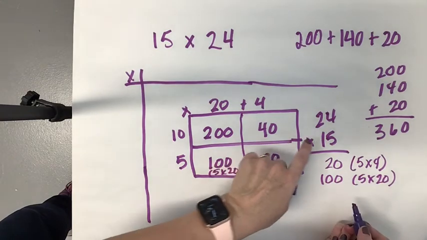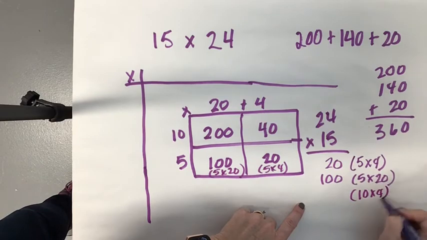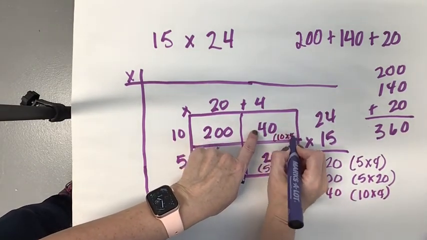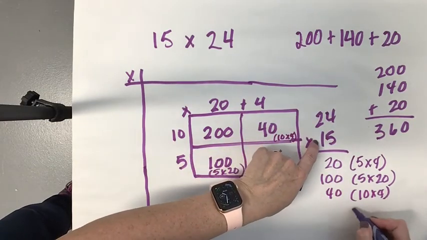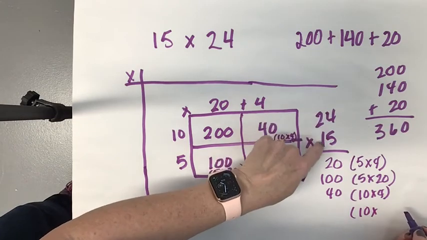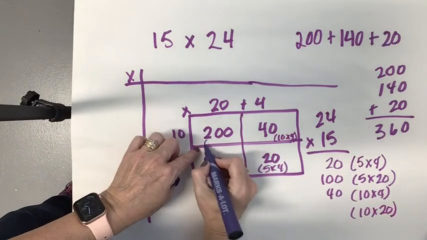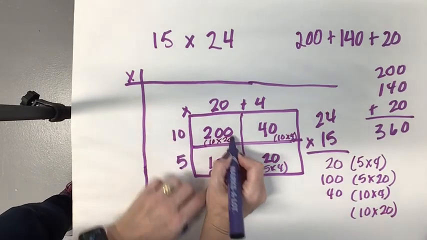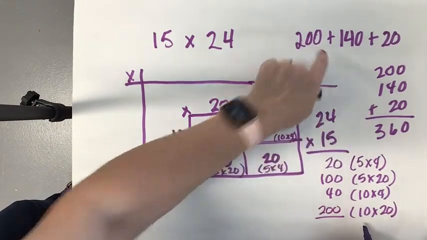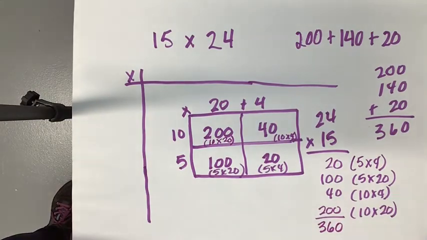Next, I can do 10 times 4. 10 times 4 is 40. Here's my 40. This was my 10 times 4. And then what's left? 10 times 20. Please don't let them say 10 times 2. This is 10 times 20. This was 10 times 20. Is 200. Then when I add them together, just like we've done every single time, I get 360.